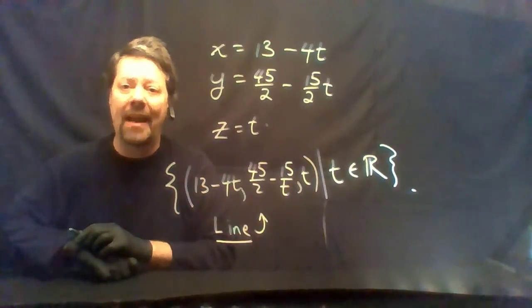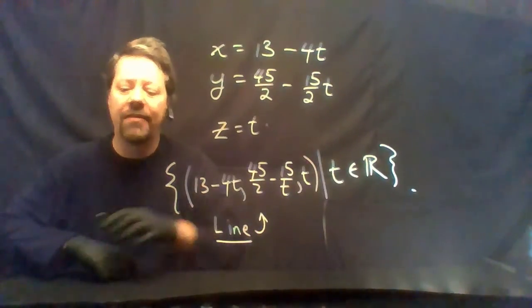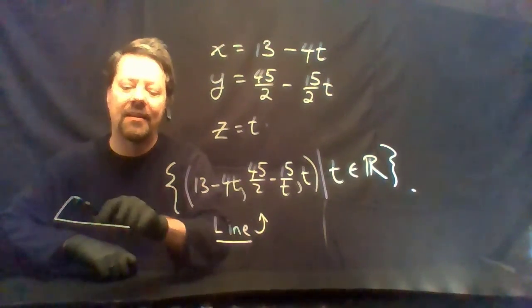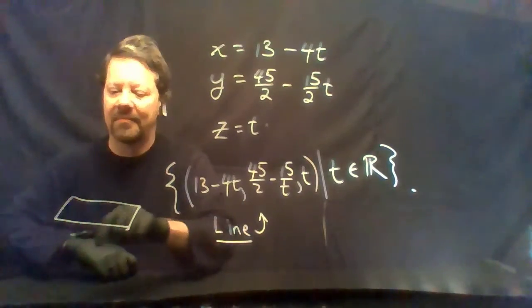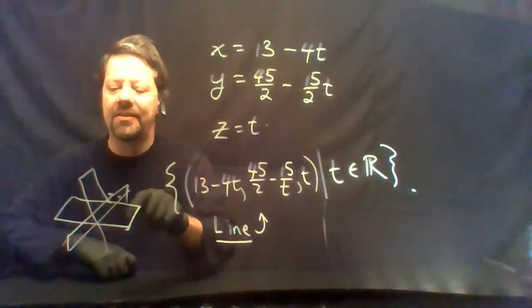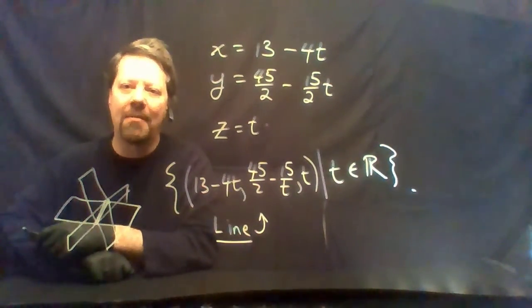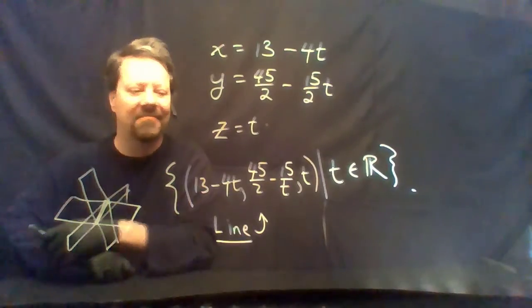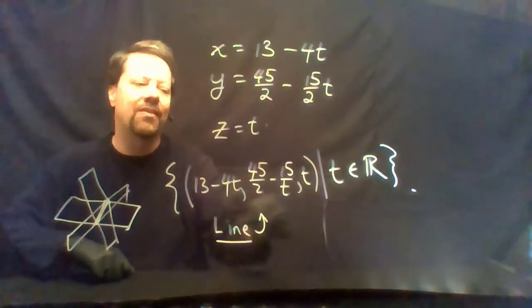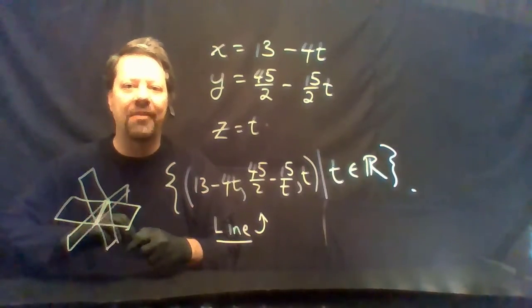We started out with a system of 3 equations and 3 unknowns. Each of those equations represented a plane. It appears that these 3 planes intersect in a common line. They have a common line of intersection. These are all the points on that common line. These points solve the system of equations.